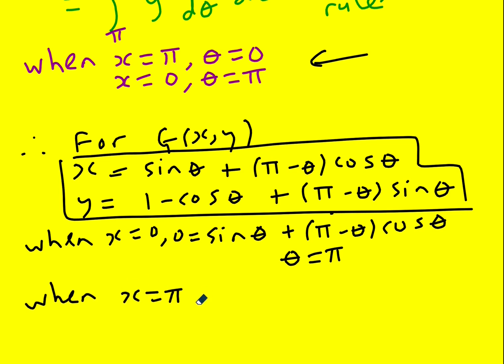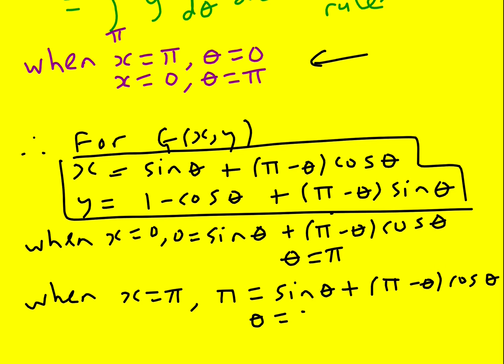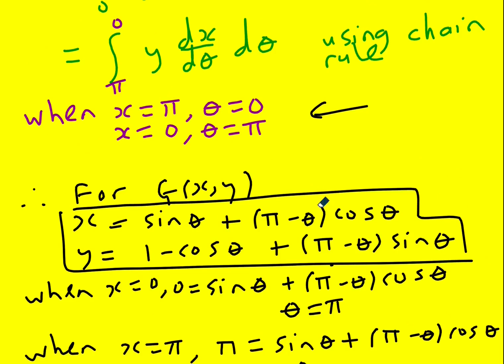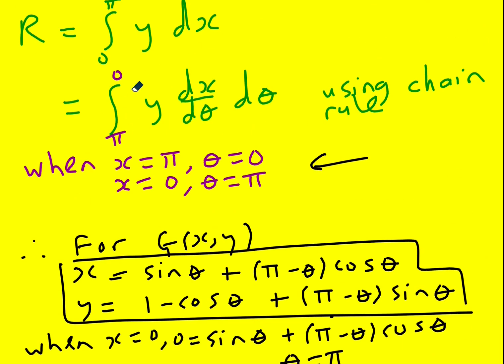And when x is equal to pi, we'll get that pi is equal to sine theta plus pi minus theta cos theta. And to get the pi, right, we need it here really, so we're going to need theta to be 0. And we can see that that then works. So I kind of try a value and I see that it works because sine of 0 is 0, cos of 0 is 1. I'm minusing 0 here, I'm going to get pi. In any case, we've got this here, so right, we're on our way.